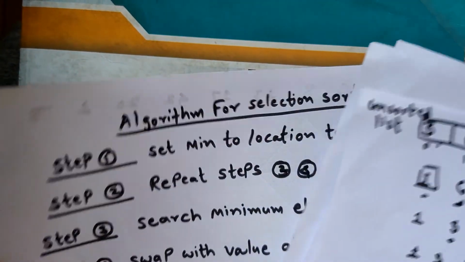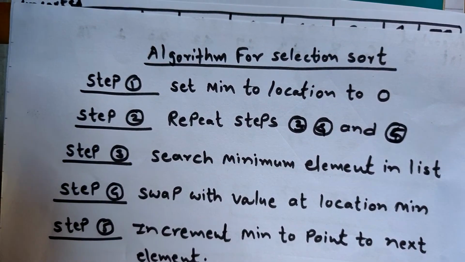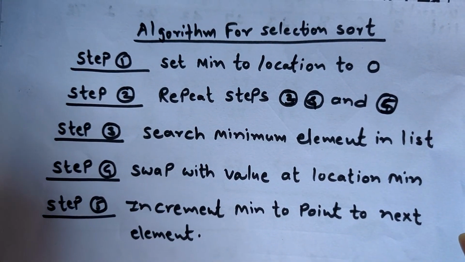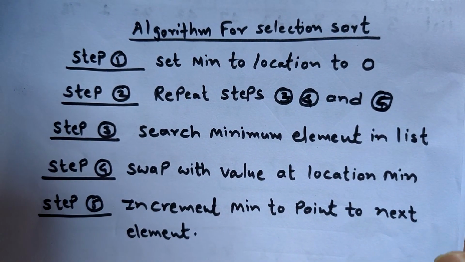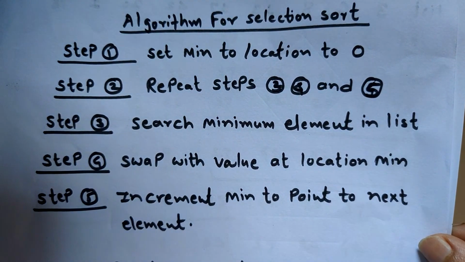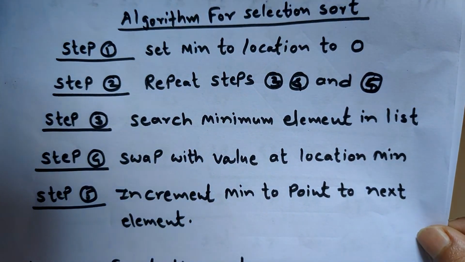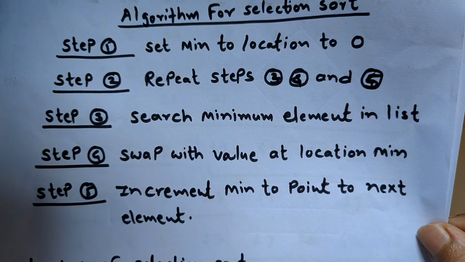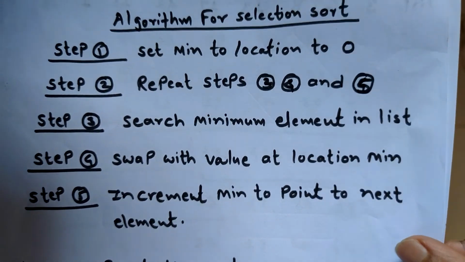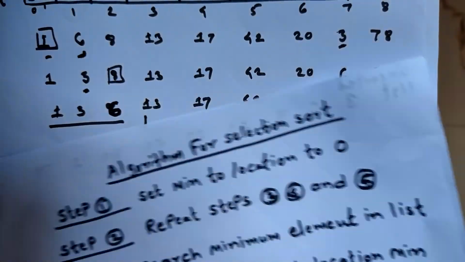Now we have to see the algorithm of it. Okay, what is the algorithm? At first what we have done, we have set minimum location to 0. Obviously the first element we have set as a minimum location. Then they are saying, repeat steps 3, 4 and 5. What is the third step? Search minimum element in the list. Okay, minimum element we have searched here.